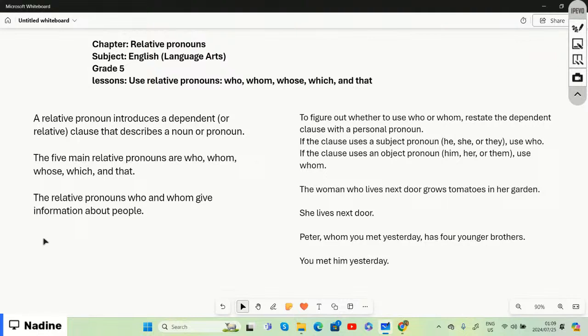And once again, we said that a relative pronoun introduces a dependent clause. Another word for dependent clause is a relative clause that describes a noun or describes a pronoun.